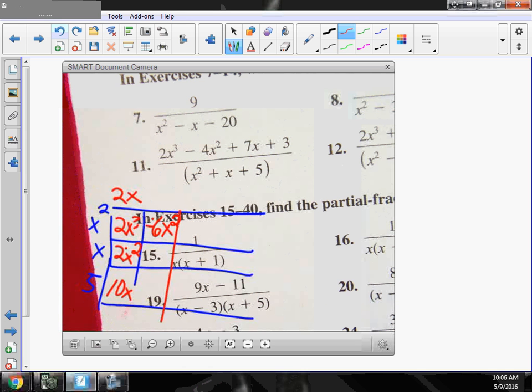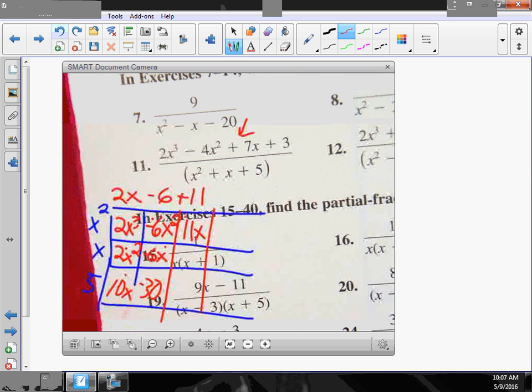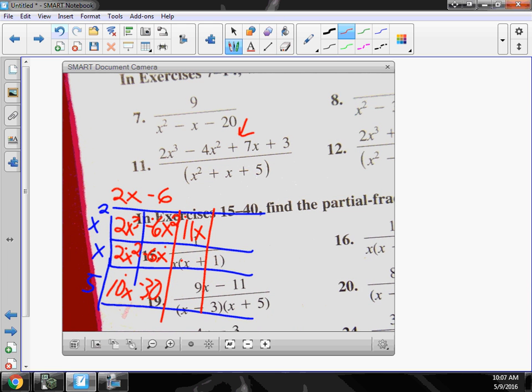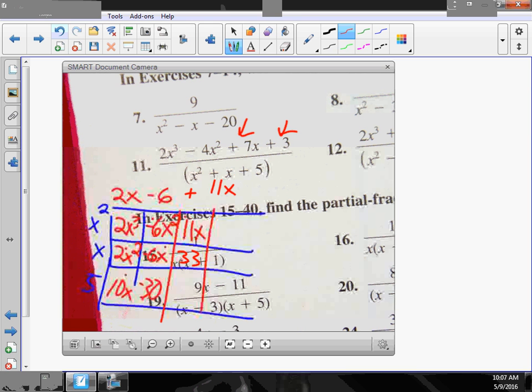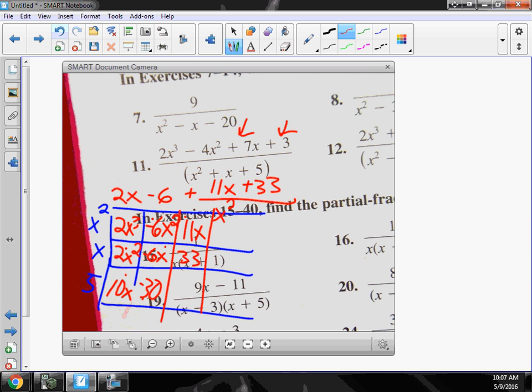Yeah, x squared. So this would be minus 6. Negative 6 times x is negative 6x minus 30. So then this box and that box have to add up to be 7. 2 minus 6 is negative 4. So it would be 11x. So this would be plus 11. Oh, I mean my remainder. Thank you. So 11x. And then this one and this one have to add to be 3. So that would be 33. So my remainder is plus 11x plus 33 over x squared plus x plus 5.